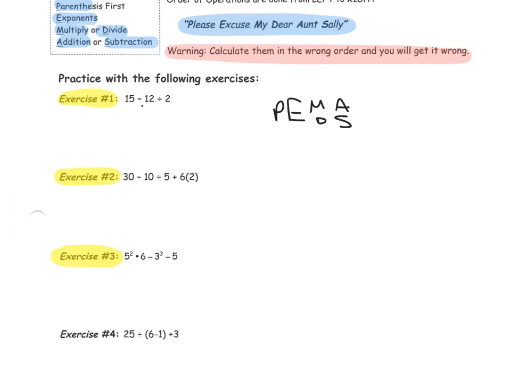Immediately I see there's subtraction, but we have to do the division first because of what PEMDAS says. So we're going to first divide negative 12 by 2. So I'll have 15. 12 divided by 2, that's 6, but there's the minus out front. And then we're just going to continue to solve this as is, which is just 9.